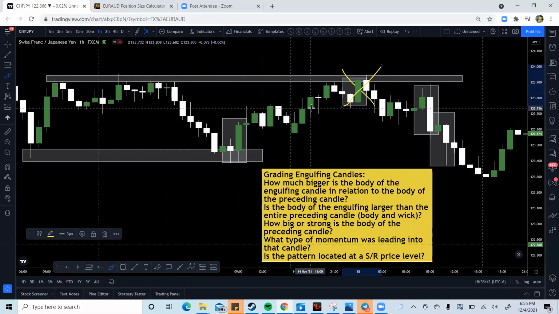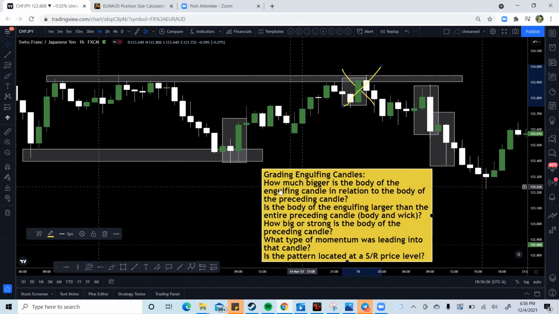It's at a resistance level, so I'm looking for bearish engulfings. So just to keep that in mind, at support, you look for bullish engulfings. At resistance, you look for bearish engulfings. So now we got a bearish engulfing pattern. This is my favorite one out of all four of these engulfing patterns. Let me tell you why.